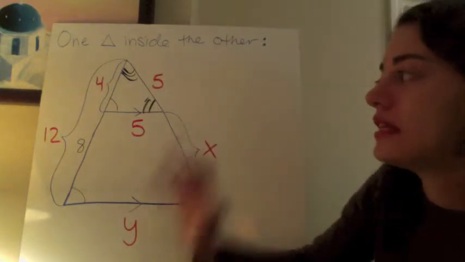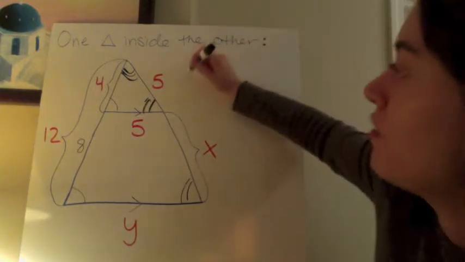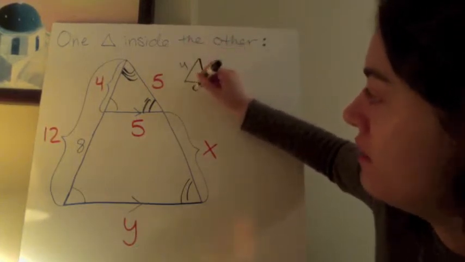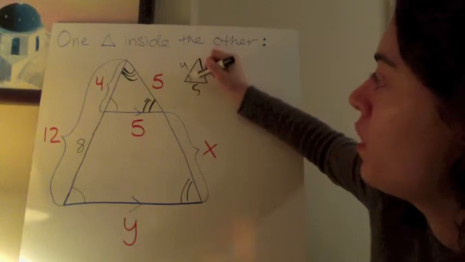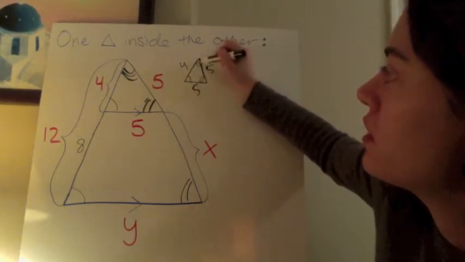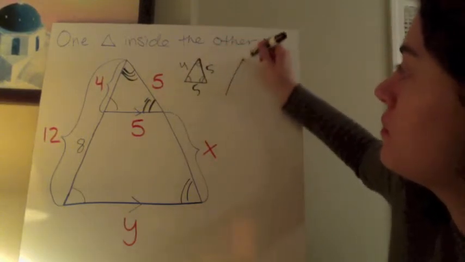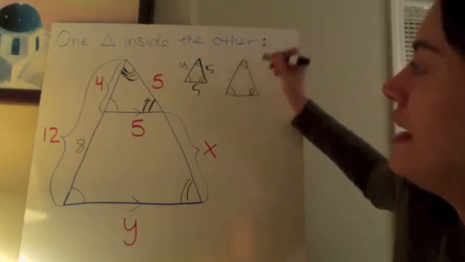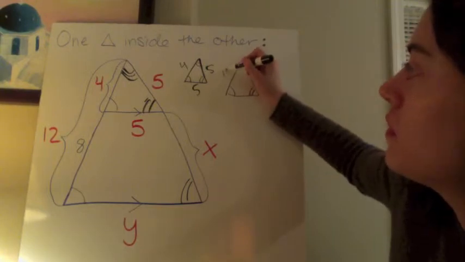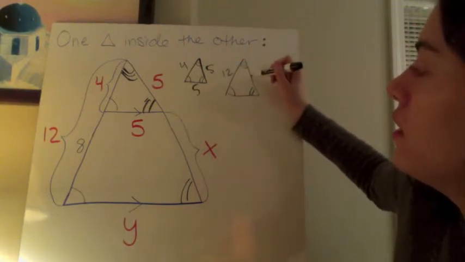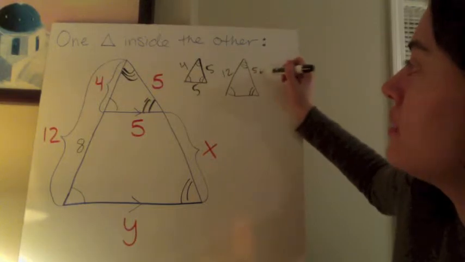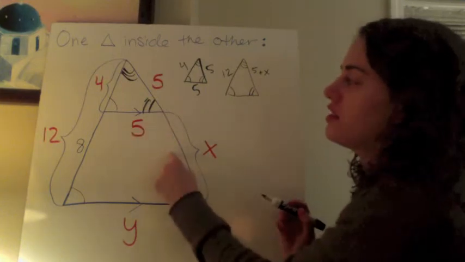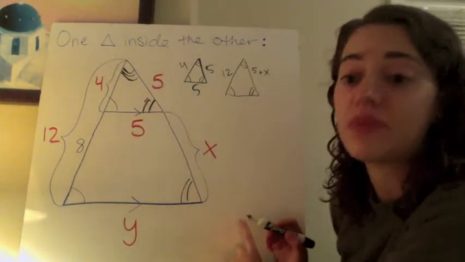I could separate this into two triangles. I have one triangle that has 4, 5, and 5, okay, with 1 arc, 2 arcs, 3 arcs. I have a bigger triangle with 1 arc, 2 arcs, and 3 arcs, and it's 12, 5 plus x. So my total side here, you see x is just this part. This total side is 5 plus x.